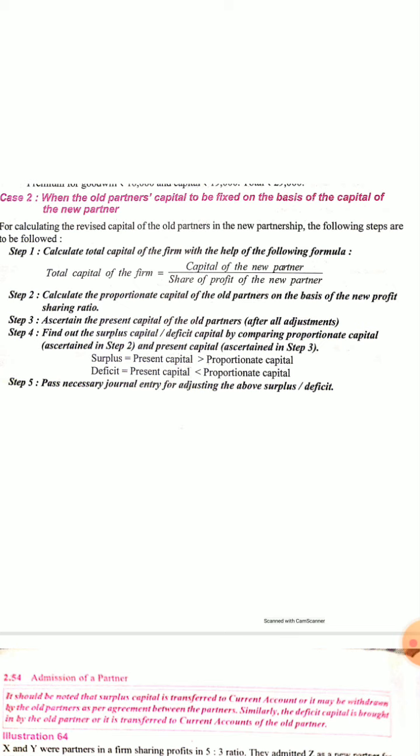Now this extra amount of capital is transferred into the current account if nothing is told, if it is not told that they have withdrawn it. In any case, you just enter it through the current account, whatever the extra amount will be. So if some partner's capital exceeds the proportionate capital, then you debit capital and credit current account, so that his capital will decrease and become according to the proportionate capital. If there is a deficit, he will introduce new capital, so the capital account will be credited by debiting the current account.